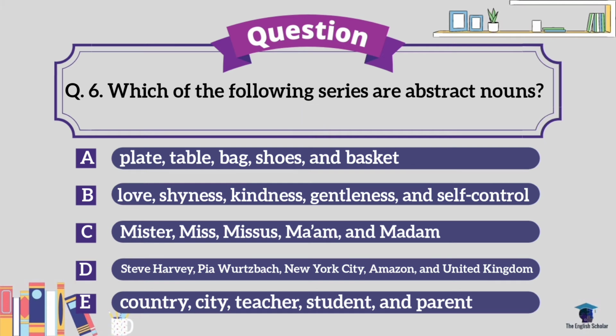Time is up. The correct answer is letter B. Love, shyness, kindness, gentleness, and self-control.